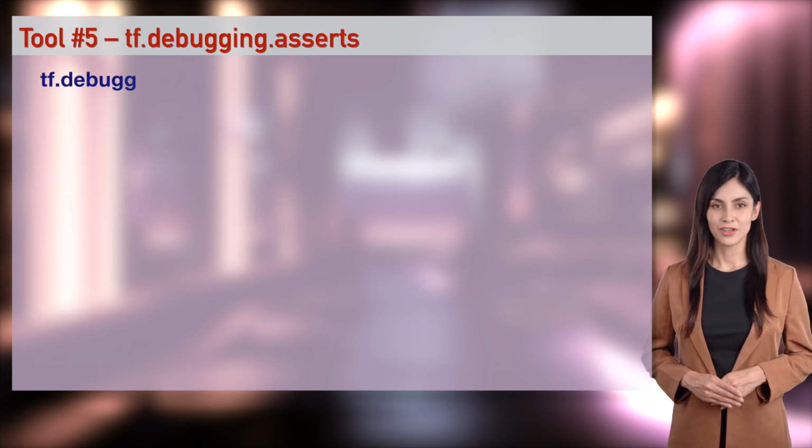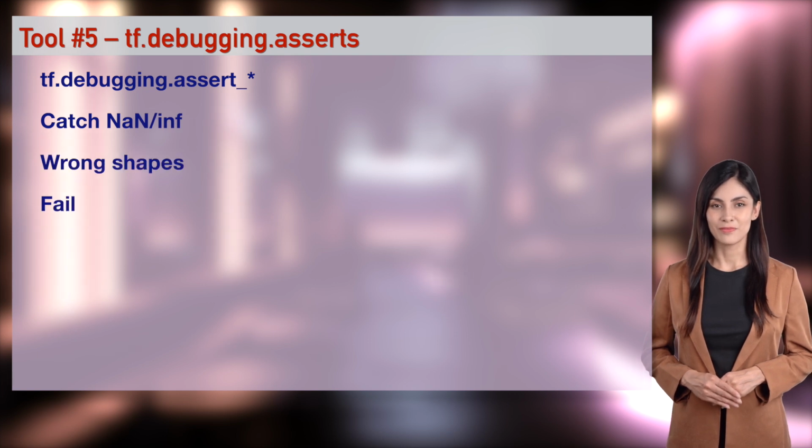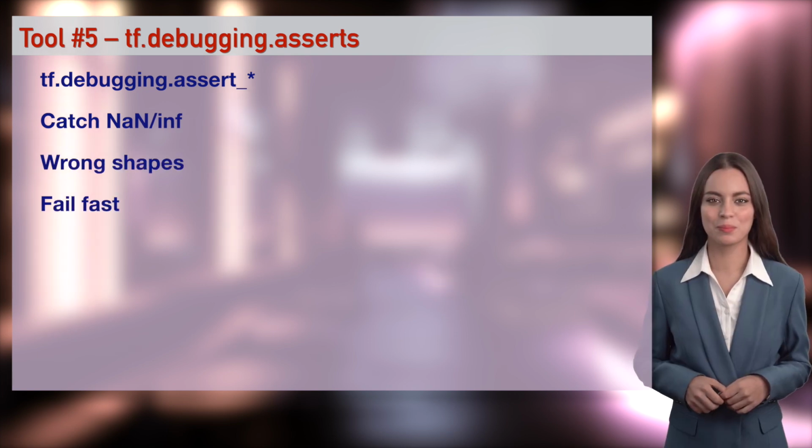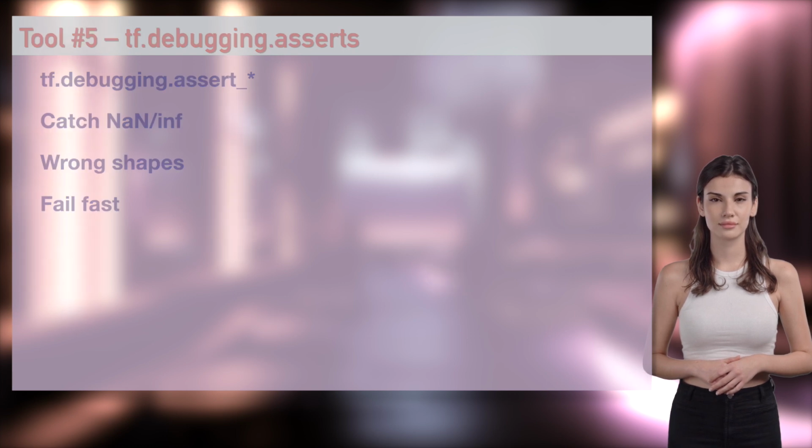Add asserts to catch impossible values. NaN, negative probabilities, wrong shapes. I once had negative probabilities. Assert saved me. Fail fast, fail loud. I'll add asserts to DailyAIWizard. Watch them scream when I break it.